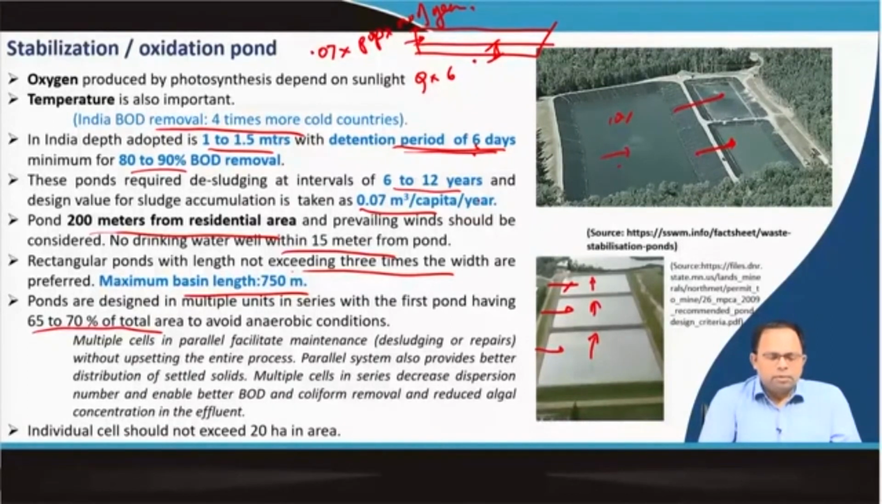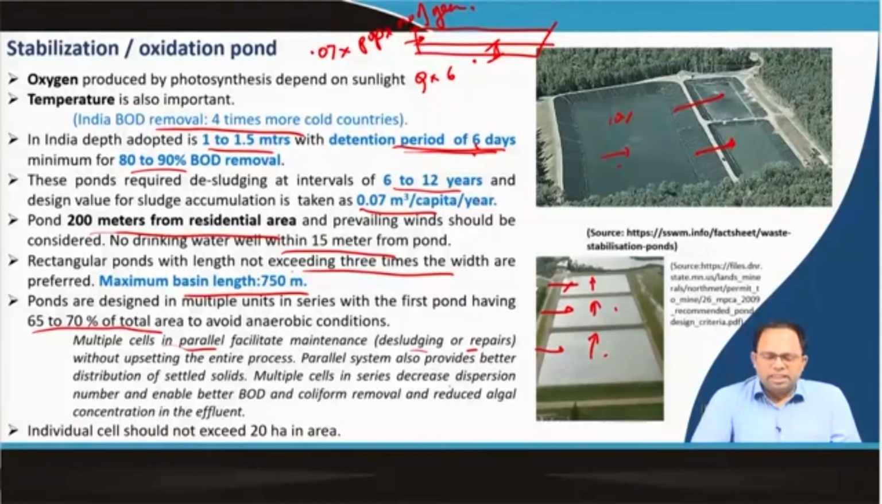So, we can have multiple cells in this system, as you can see 1, 2, 3 cells, here also 1, 2, 3 cells, and this could be in parallel. If it is parallel, then it facilitates maintenance like desludging or repairs without upsetting the entire process. That means we can keep 2 operating while 1 is being repaired, and parallel systems also provide better distribution of settled solids.